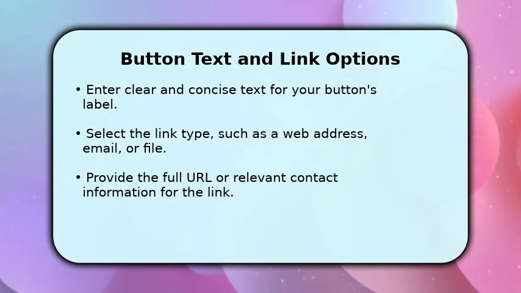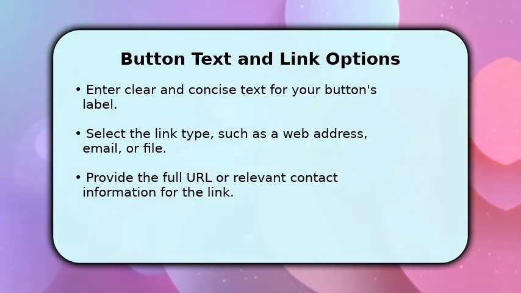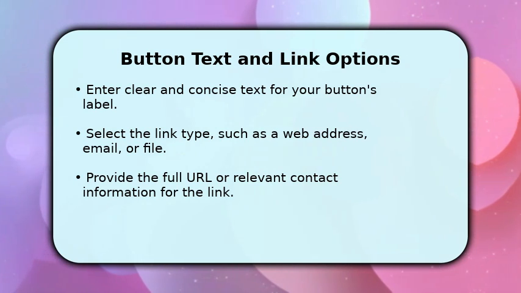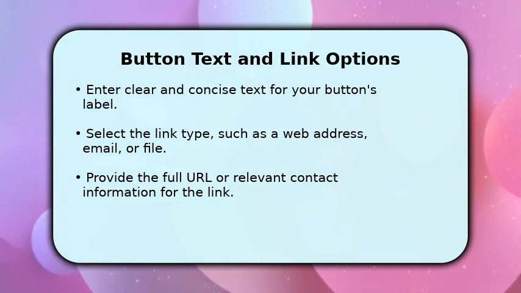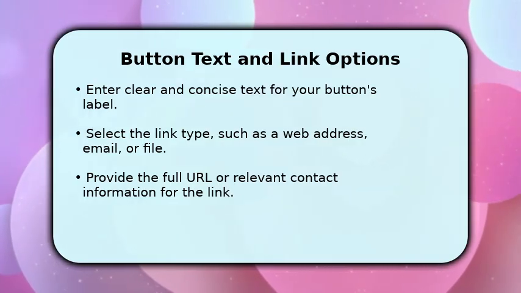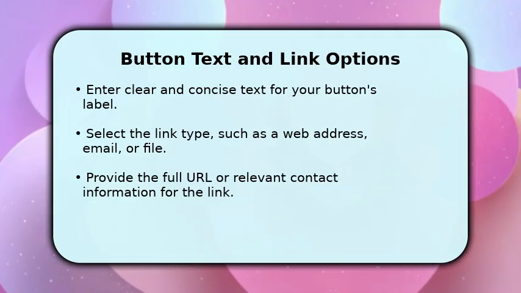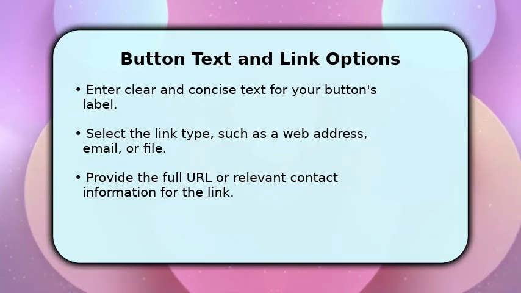Next, let's customize your button's content. Double-click the button block to open its editing pane. Here, you will type the text that appears on your button, like Learn More or Shop Now. Then, choose the link type from the drop-down menu. Options include a web address, an email, a phone number, or a file. Finally, paste the complete URL or enter the appropriate contact details.